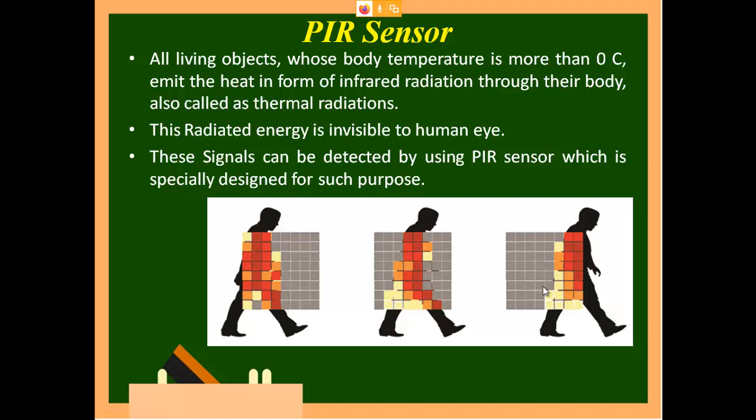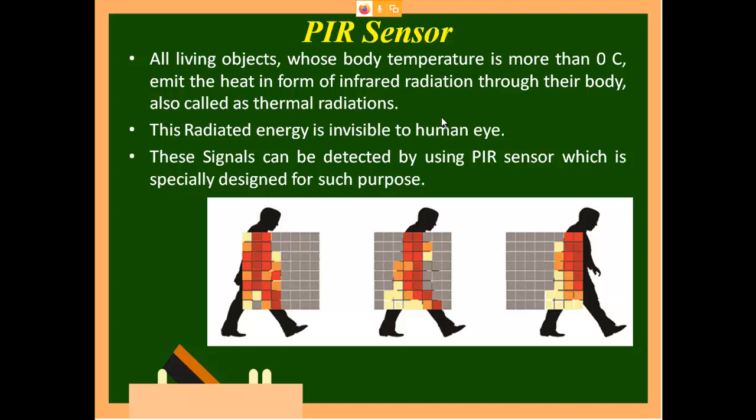This is not only for humans, all living objects have a temperature. So you can even put it at your house to identify whether any cat or rat is entering through a particular hole. You can try to visualize this and record it. So all living objects whose body temperature is more than 0 degrees emit heat in the form of infrared radiation, also called thermal radiation. The radiation of energy is invisible to human eyes. The temperature you emit, we cannot visualize. So it is invisible.